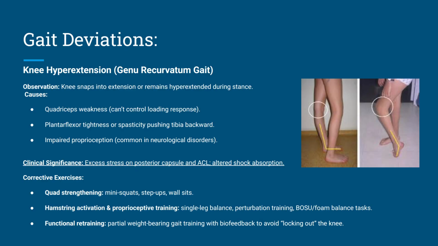And then functional retraining. Using cueing during gait of stay soft and do not lock. If the knee is hyperextending, ask what is the patient avoiding. It's usually weakness, instability, or fear.